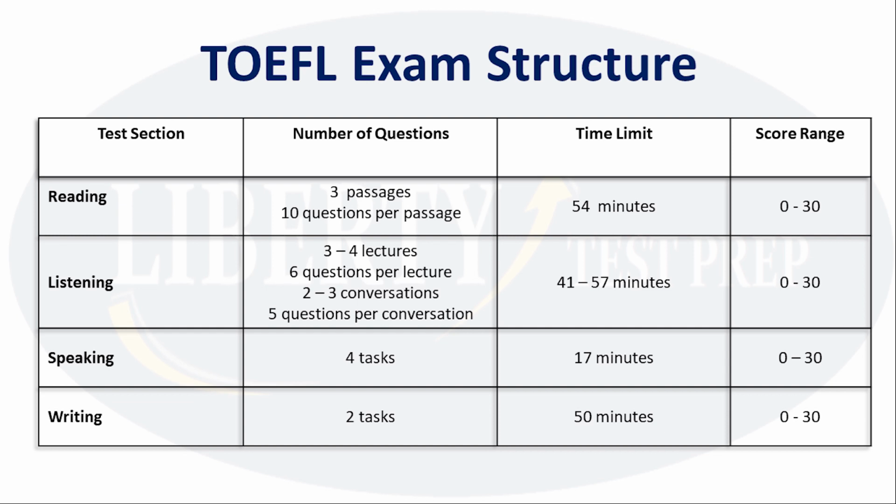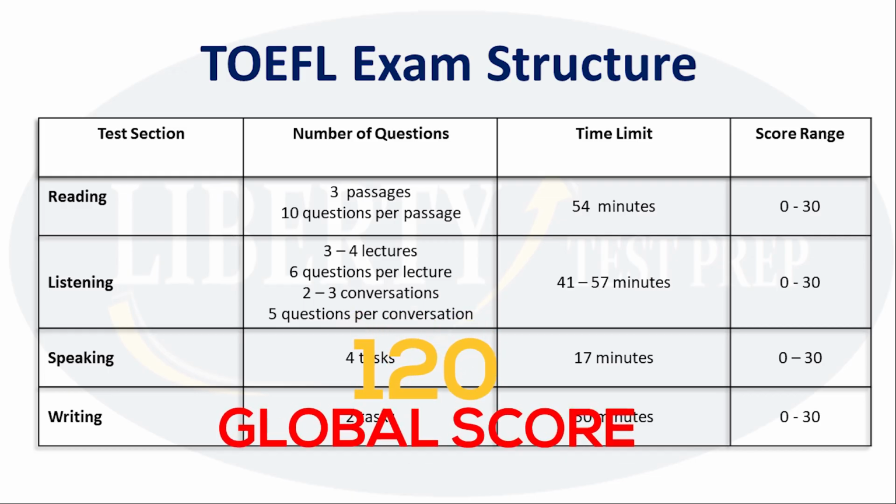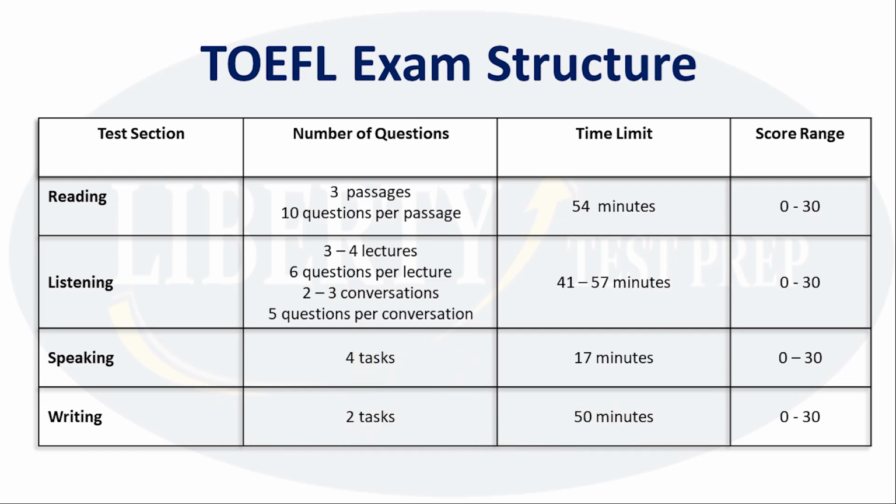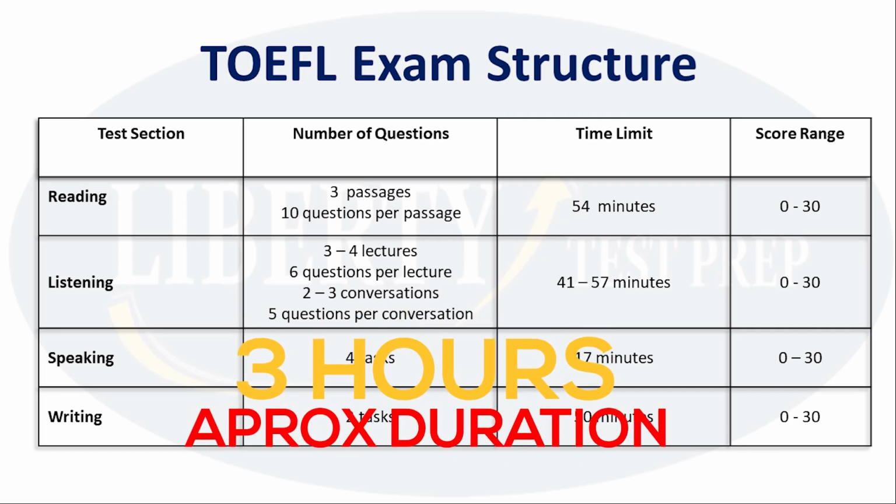The TOEFL is made up of 4 sections. Each section can give you anywhere from 0 to 30 points for a global of 120. So basically a perfect score would be a 120. This exam can also contain some experimental questions, so the duration of the exam can actually change. But in general, it takes about 3 hours to finish the whole exam.